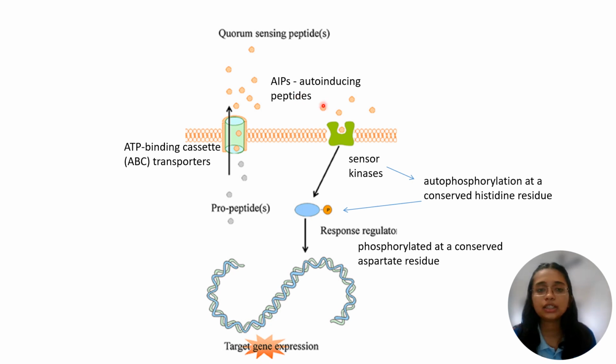Now when this AIP is detected by the sensor kinase, it causes autophosphorylation at the histidine residue of the sensor kinase. After that, it also phosphorylates the response regulator at its aspartate residue. Now this activated response regulator goes and binds with the specific gene and starts expression of this particular gene, which ultimately synthesizes these propeptides.